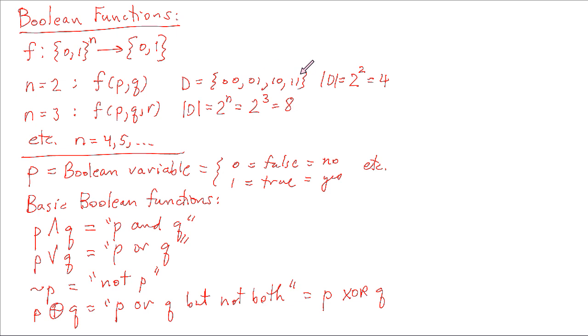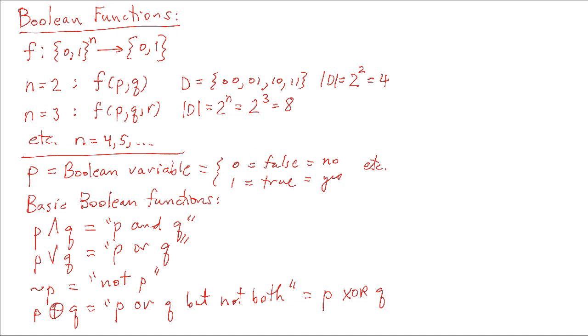And in this domain here, the first value in any of these pairs is the value of p, and the second value is the value of q. So in this one here, the second one, 0, 1, p is equal to 0 and q is equal to 1 is the interpretation there. So again, p and q and r are Boolean variables. They can take on a value either 0 or 1.